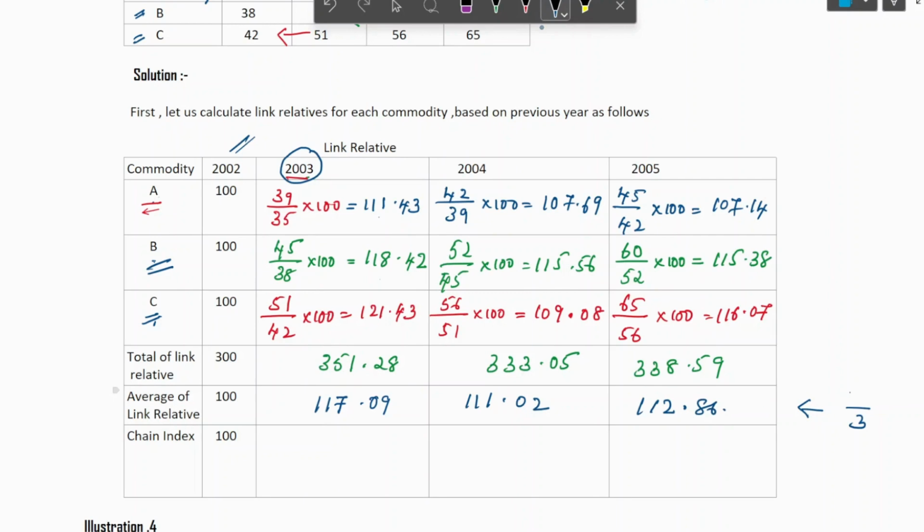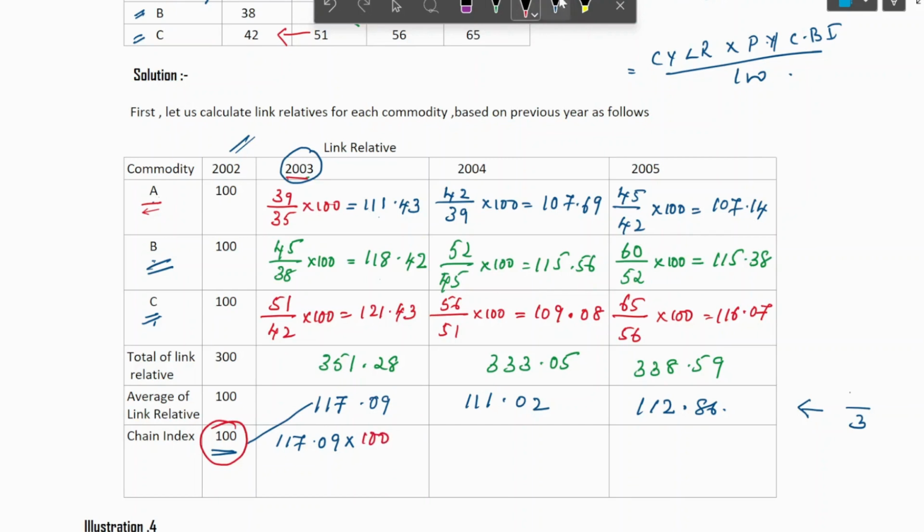That is 112.86. Now, last, the formula: chain base index equals current year link relative into previous year chain base index divided by 100. Now see here, how do you calculate it? This is your previous year. This is the current year, right? The current year link relative is written. What is the previous year chain base index? That is 100. Therefore that 100 will come here, the whole divided by 100. In red I have written the chain base index of the previous year.